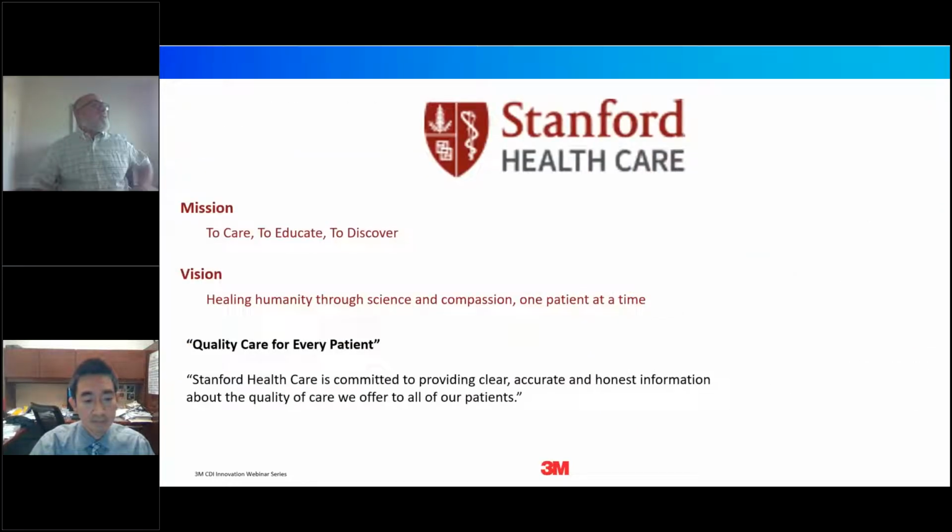So our mission at Stanford is to care, to educate, and to discover. Our vision is healing humanity through science and compassion, one patient at a time. And I think as we talk about the quality initiative, it's in our quality care for every patient. So we're committed to provide clear, accurate, and honest information about the quality of care we offer to all our patients. So we really are striving to make sure that the data, the information, and everything that goes out is accurate and complete and paints an accurate picture.